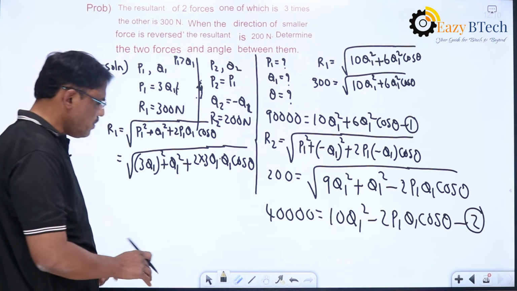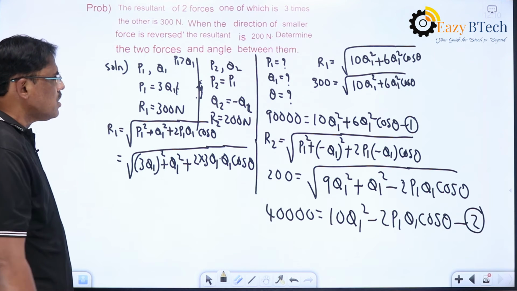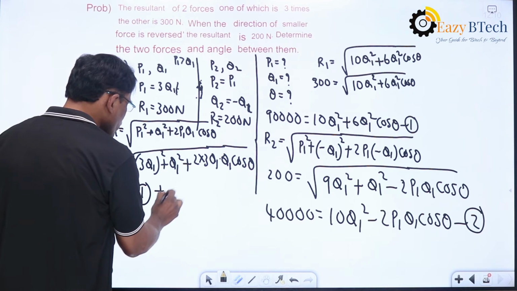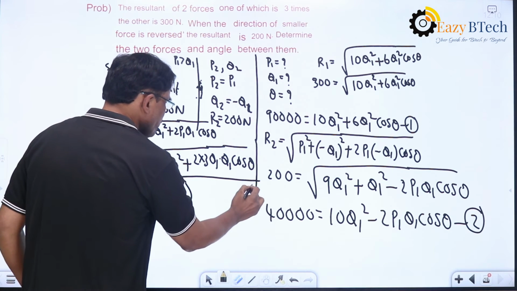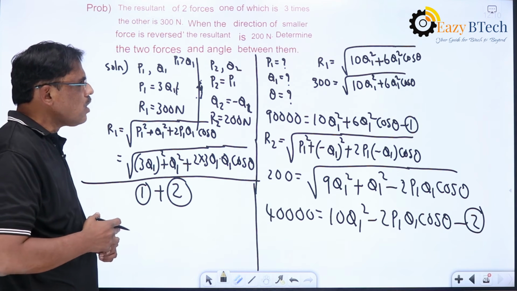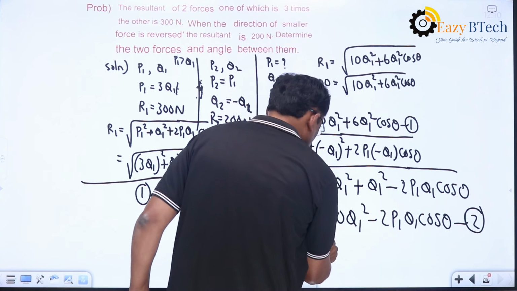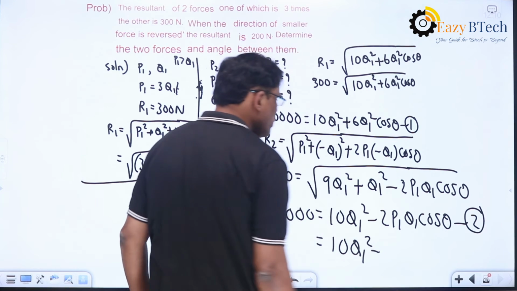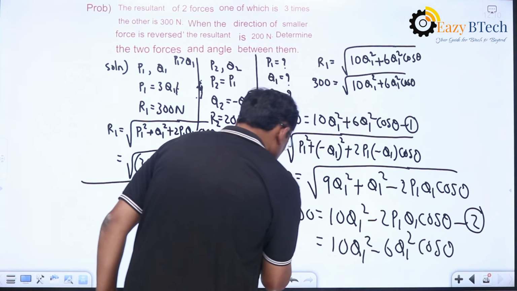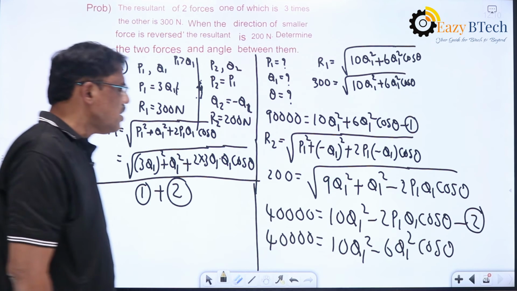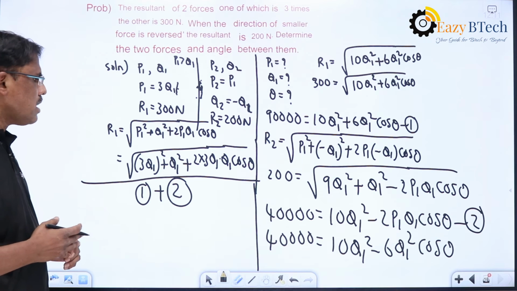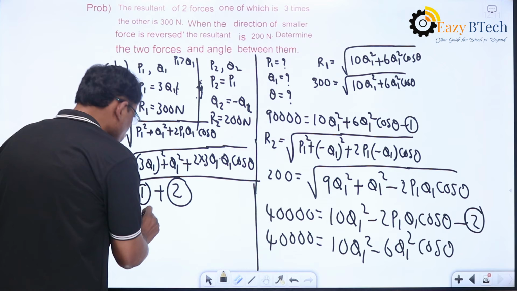So we got two equations here. By using these two, if you add 1 plus 2, the 2 P1 Q1 cos theta terms, with P1 as 3Q1, become 6 Q1 square cos theta with opposite signs. So when you add these two equations, the 6 Q1 square cos theta terms get cancelled, and we get 20 Q1 square.